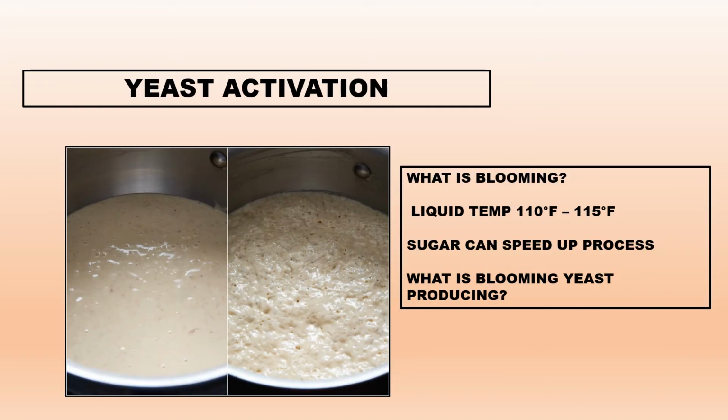Once again, blooming, you have liquid between 110 and 115 degrees. You can also add sugar to speed up this process. Now, you don't always use sugar in certain breads, but sugar does speed up the process. Yeast actually feeds on sugar.